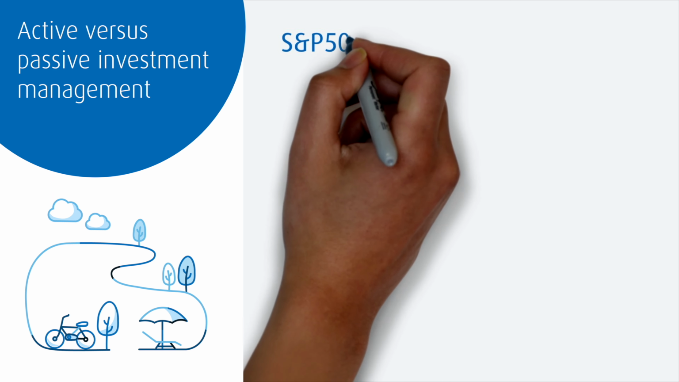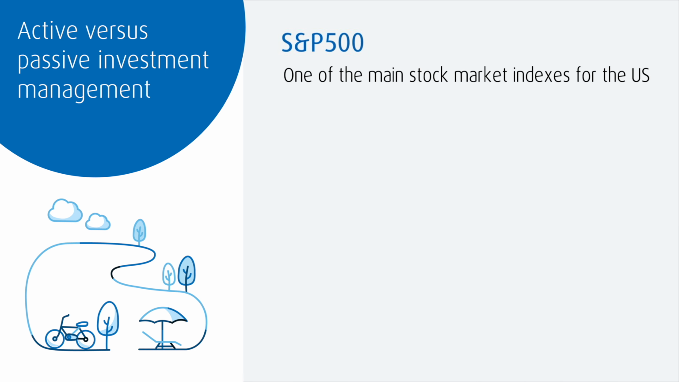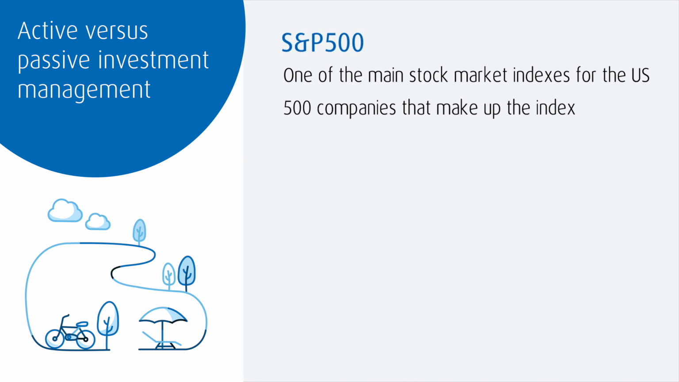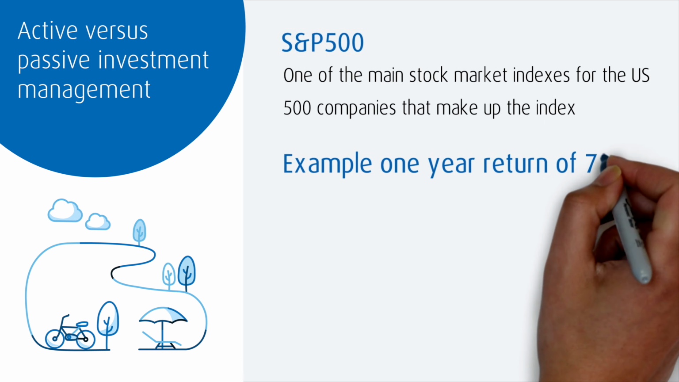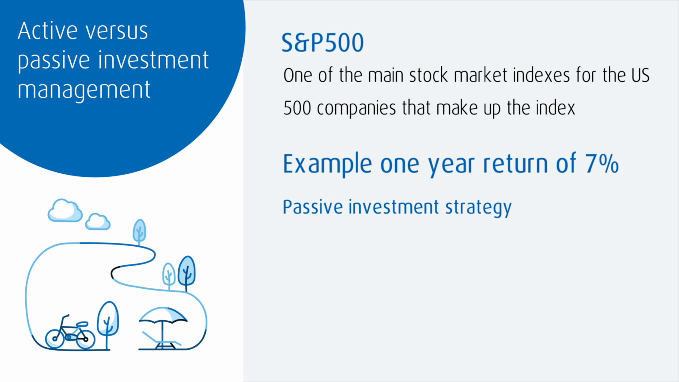If we look at the S&P 500, one of the main stock market indexes for the US stock market, there are 500 companies that make up that index. Let's say that over the course of 1 year, the S&P 500 index overall was up 7%. A passive investment strategy would involve just owning the index.